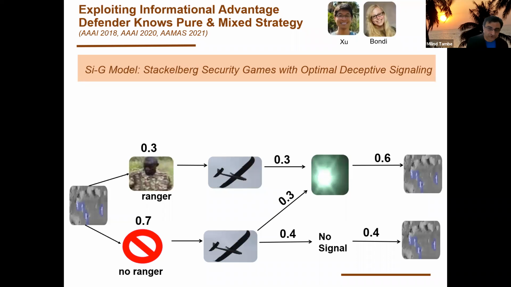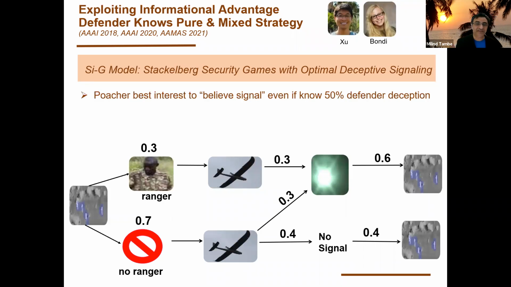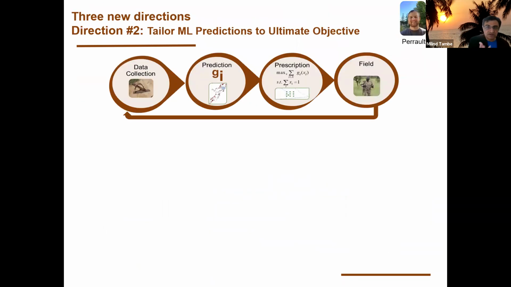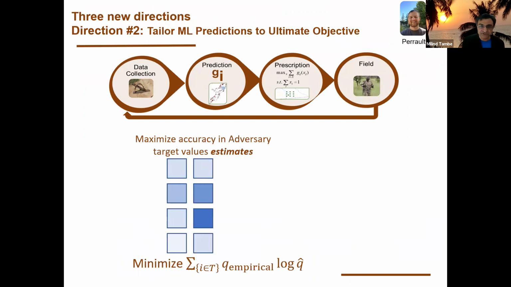So from a poacher's perspective, these probabilities are adjusted so that even though they know that whenever they get a signal, 50% of the time we are lying, it is in their interest to actually believe the signal and run away. And more recently in our AAMAS 2021 work, we're again trying to use reinforcement learning for this deceptive policy generation. A second direction that we're pursuing is to tailor these learning predictions to our ultimate objective.